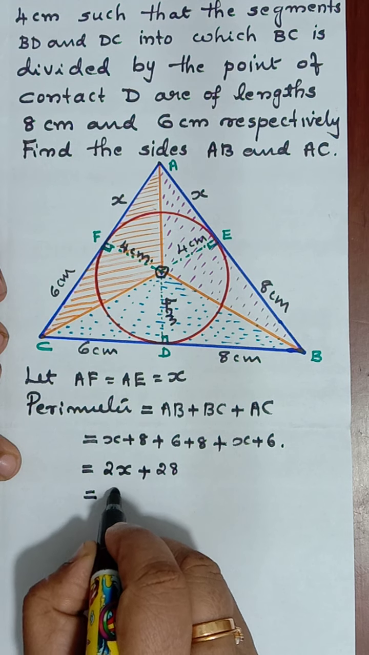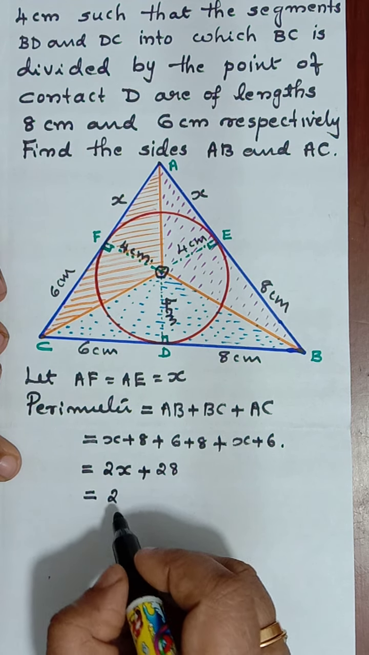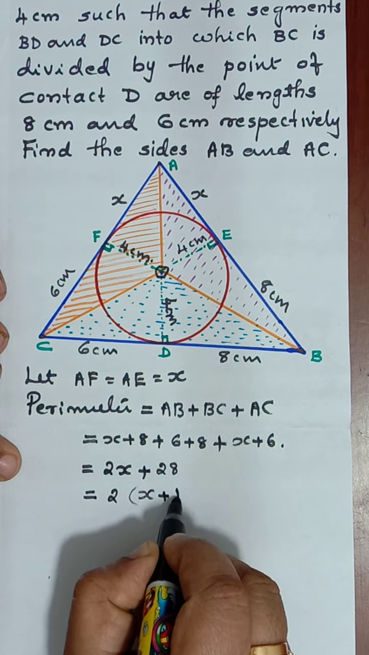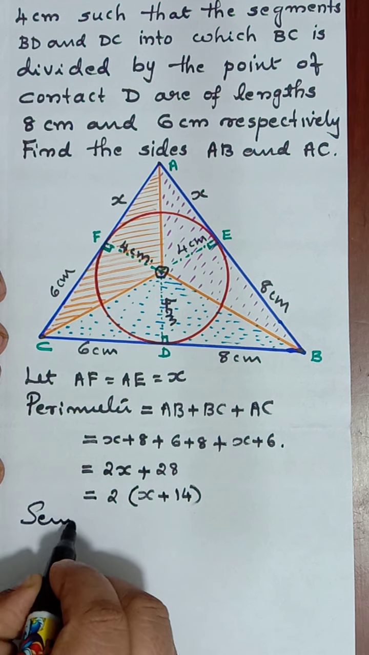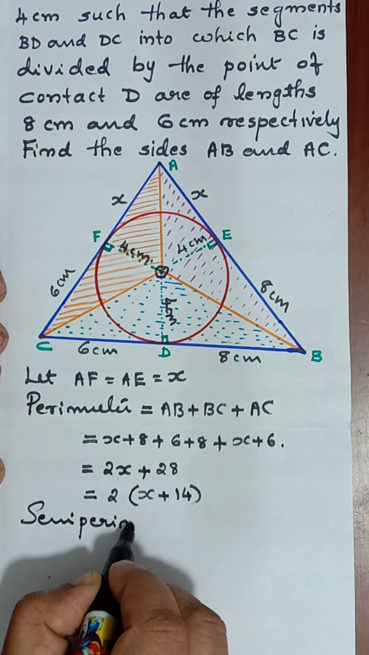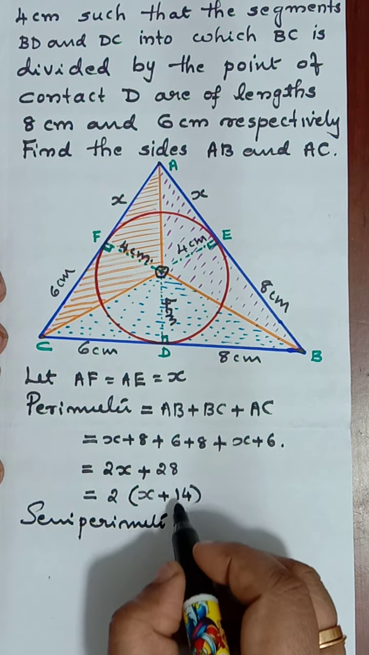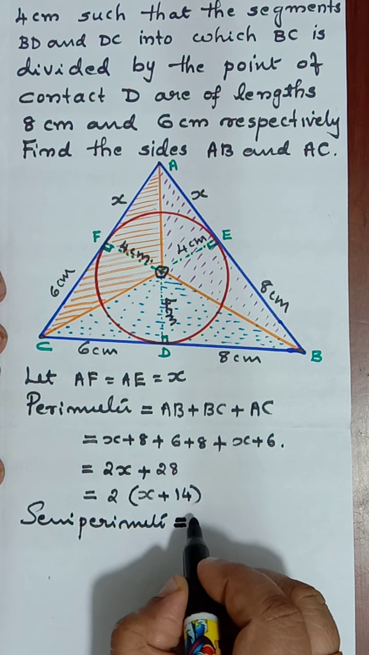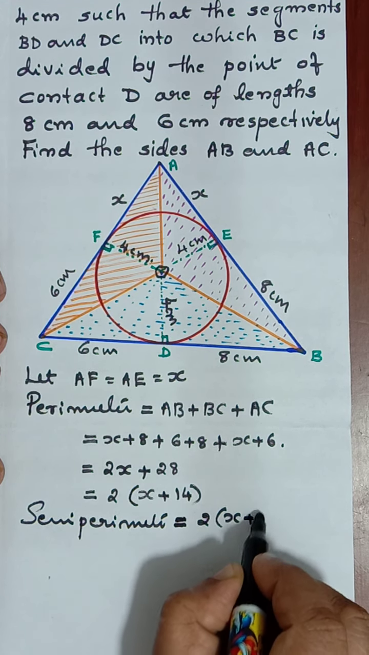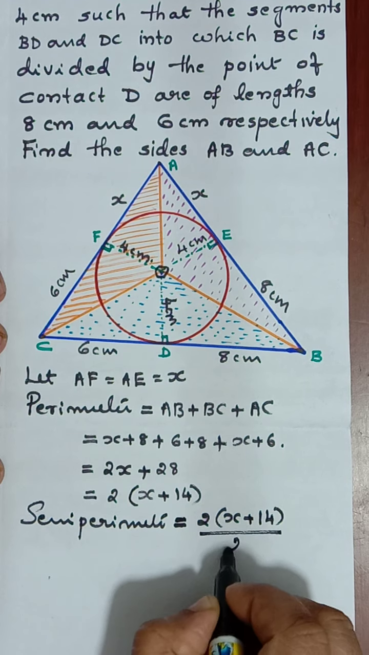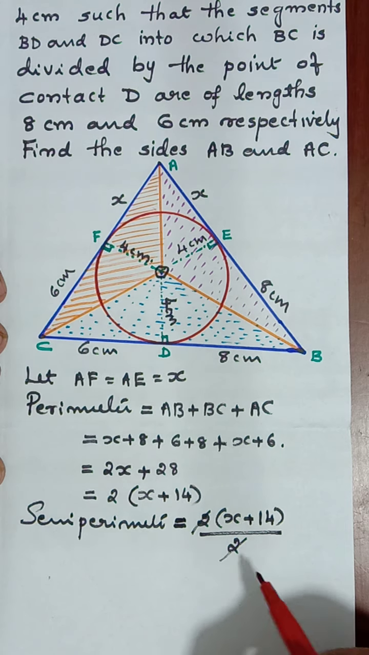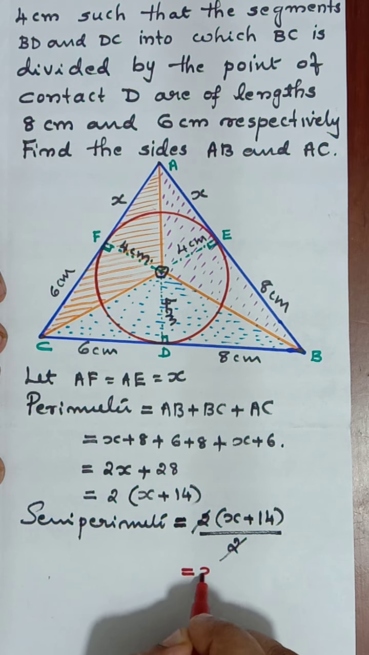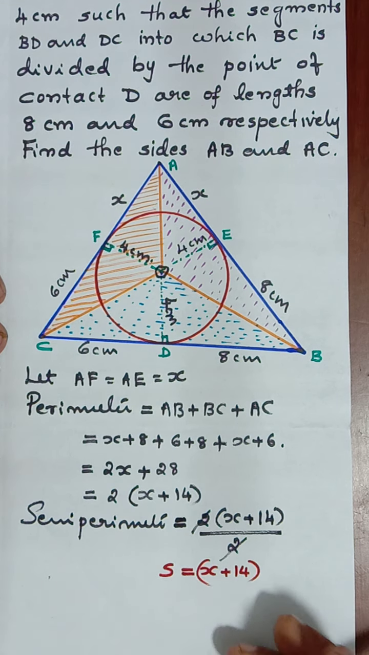So isn't it 2 common? Here we can take 2 common and we have x plus 14. This is our perimeter. Therefore, what is the semi-perimeter? Semi-perimeter equals perimeter by 2, half of it: 2 into x plus 14 divided by 2. So it's easy to cancel now. We are getting x plus 14 as the semi-perimeter. x plus 14, that we will write as S.